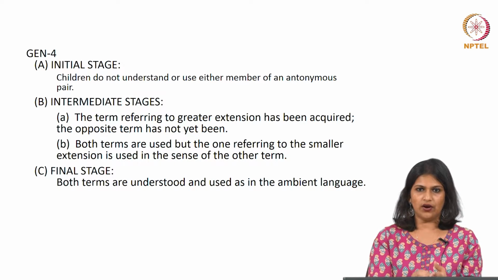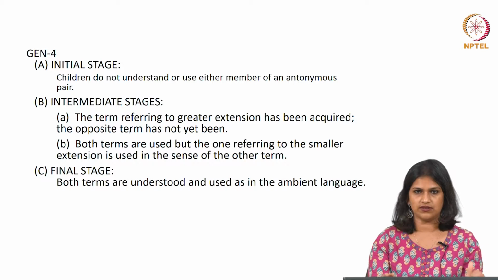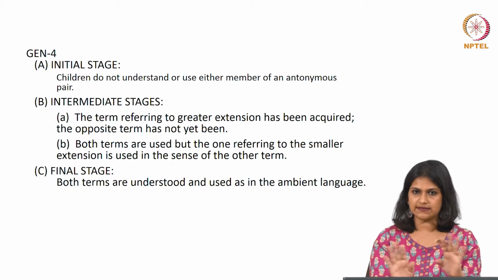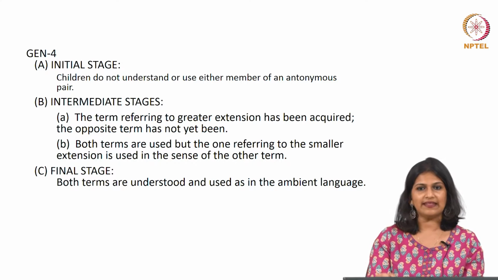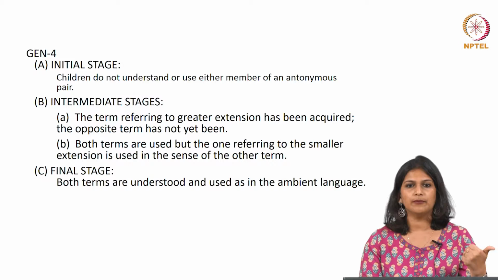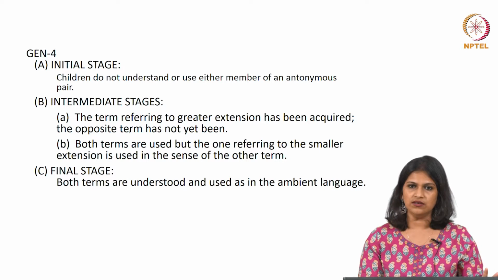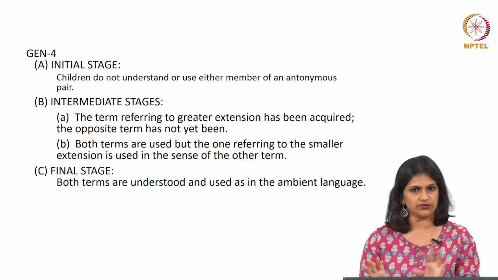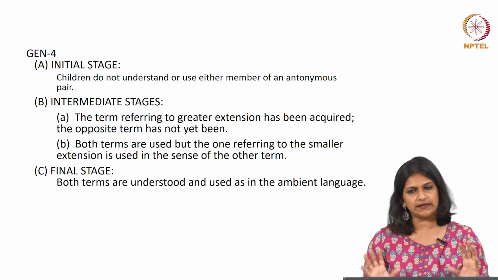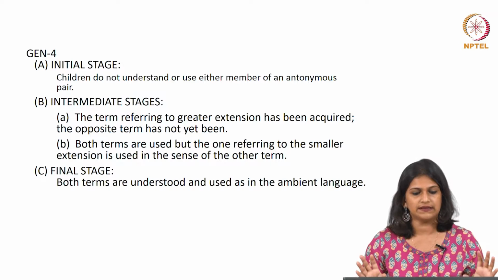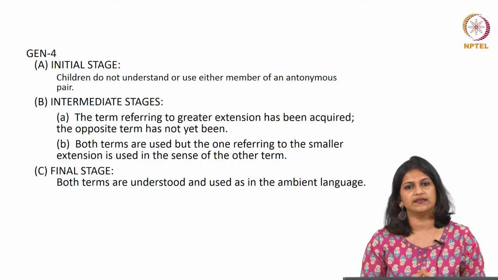Intermediate stage, the child got to know about the privileged one first. And which one is the privileged? The privileged one has the greater extension. So, that has been acquired first, and the opposite term has not come yet. The opposite term will come later when the child understands that the opposite term is anything but the root word, or anything but the primary word. So, that is the intermediate stage. First came the word which has more generic extension, then came the word which has less generic extension. And in the final stage, the child has understood both the terms, and the child has the ability to use them comfortably in the ambient language. So, that is about the typological generalization in the child's developmental stages.